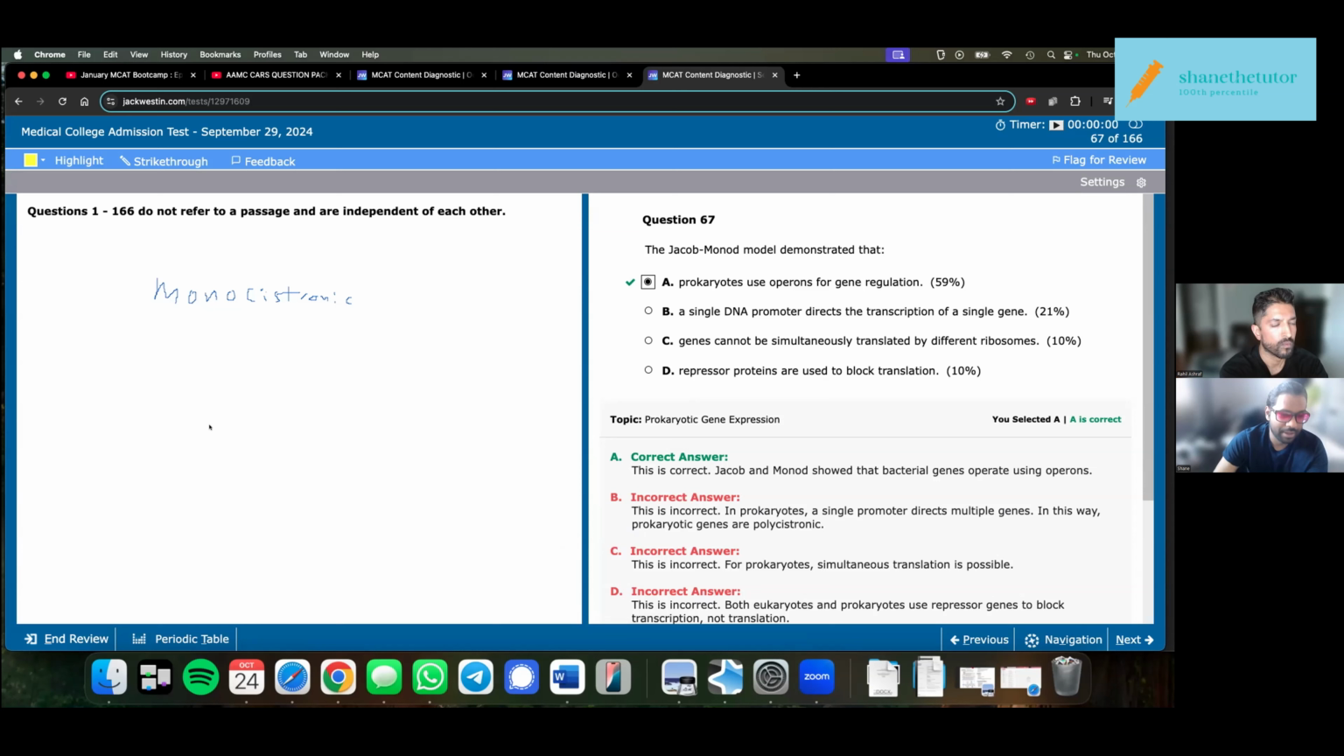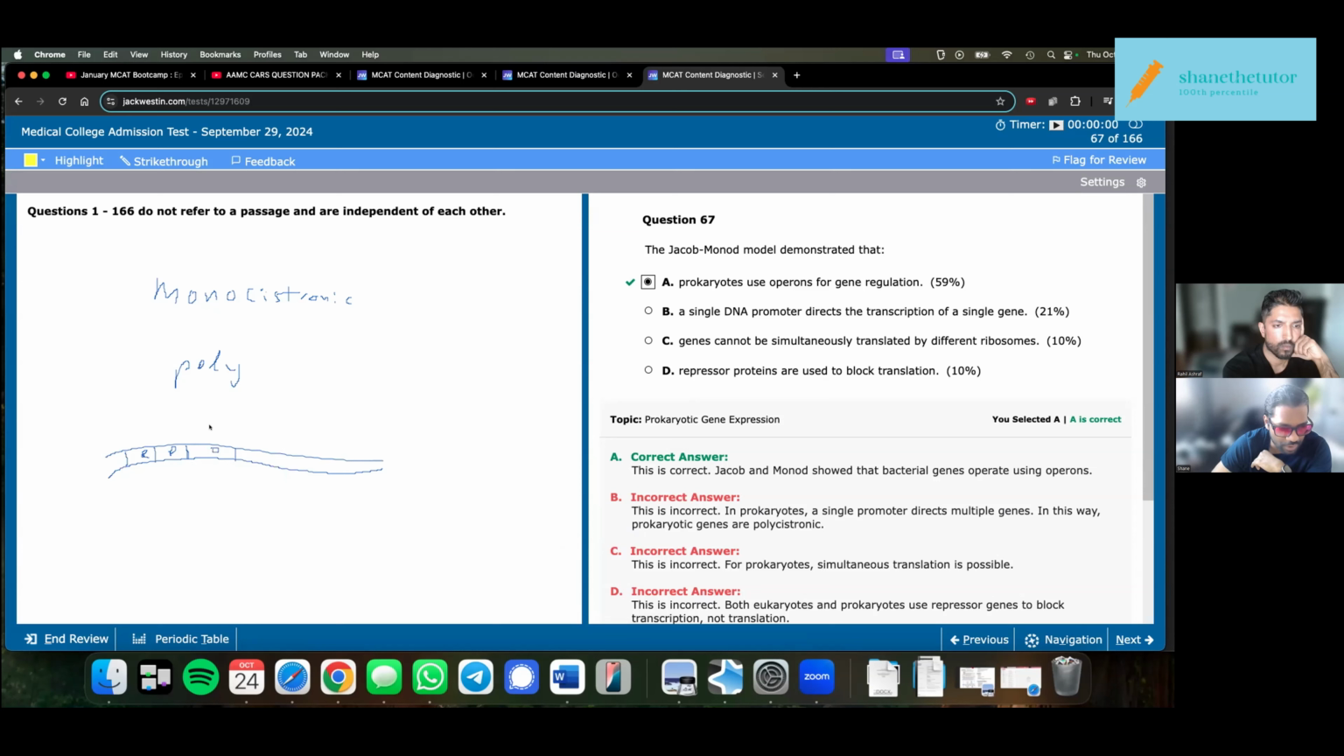This means that in eukaryotes there's going to be only a single gene that produces a single product, whereas for prokaryotes it's polycistronic, so a single RNA strand could involve the genetic code for more than one protein. And that's what an operon is, because an operon involves a regulator gene and a promoter gene. I'll say R for regulator, P for promoter, O for operator.